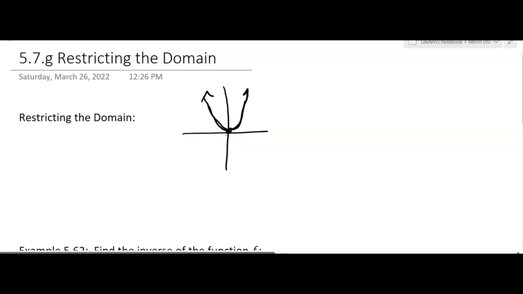So what we do is we restrict it. We take off half the parabola. We're just going to get rid of half of the parabola like we did in the water trough problem, and we're only going to focus on half of it. That then becomes a new function, and it's one-to-one, because we restricted it with something like x is greater than or equal to 0. Then we only have that half of the parabola, and we can find the inverse.